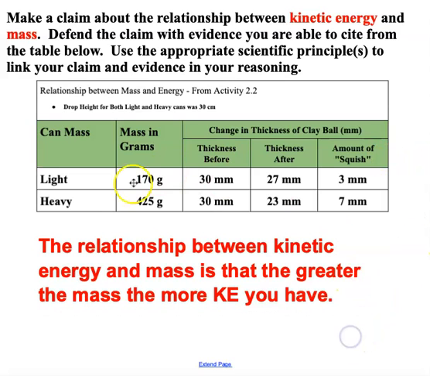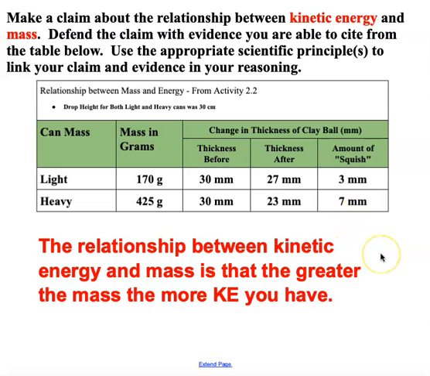So here's your data. The light can, 170 grams. Notice up here it said the drop height for both was 30 centimeters. So this shows you that the 30 centimeters was a control. The only thing we changed was the light can, which was 170 grams, and a heavy can, which was 425 grams. Everything else was the same. The thickness before was the same. However, look afterwards. The light can, when we dropped it, only produced 3 millimeters of squish. The heavy can produced 7 millimeters of squish.